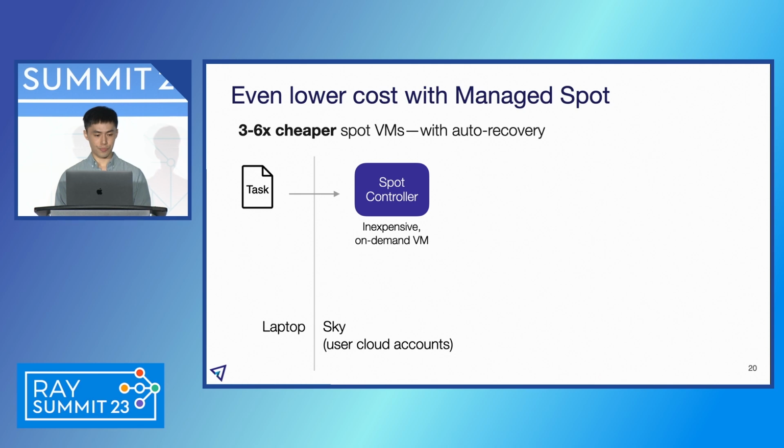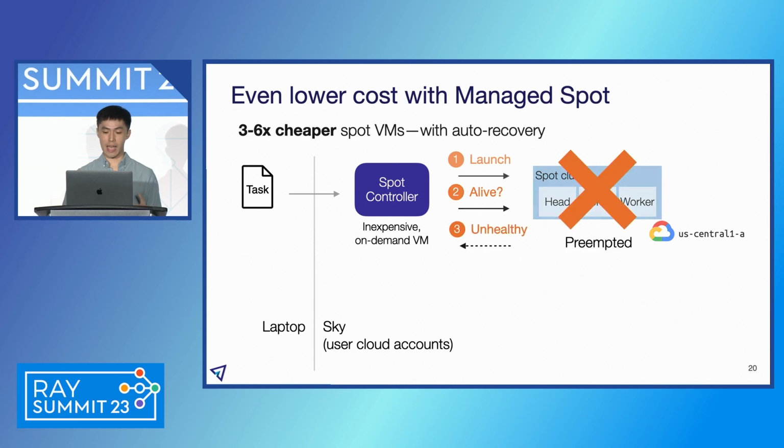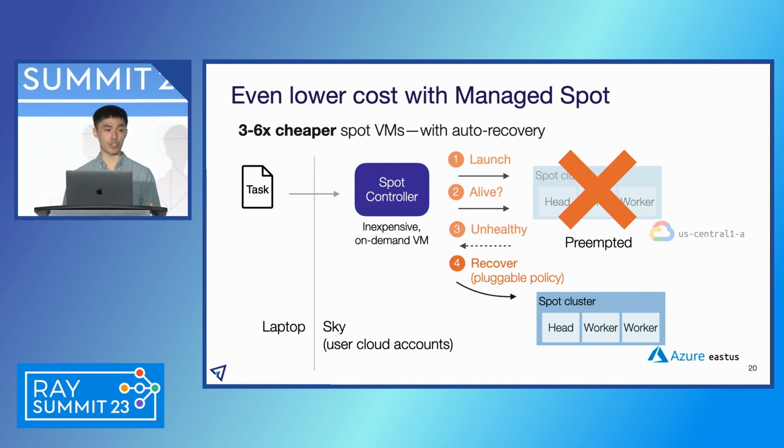Here's how it works. Given a task, we will first connect to a user-specific Spot controller. The controller is simply a very cheap, small, on-demand virtual machine living in the user's cloud account. Then this controller will start managing the entire life cycle of a Spot job. For example, it may start by launching a Spot cluster in a GCP zone. It will then monitor the health of this cluster, and if it detects the cluster has been preempted, we will trigger a recovery procedure.